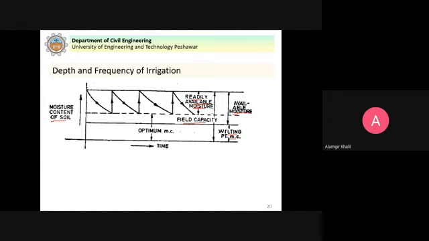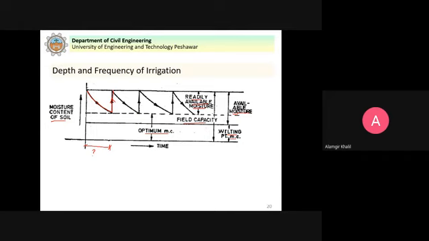Now you can see here that we have this optimum moisture content up to this point. You see that the moment the moisture content drops to the optimum moisture content, we have to supply the water. We have to supply the irrigation water. You can see here. Now we can determine how much, after how many days we need to supply the water. This we can calculate.